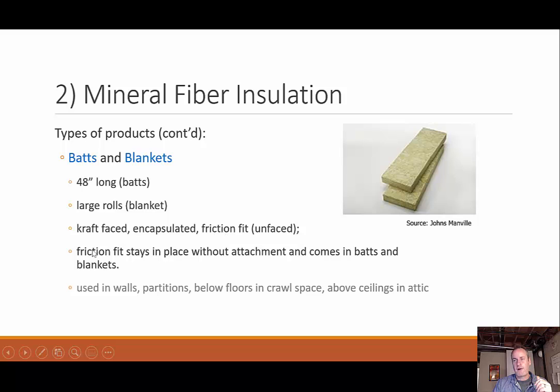Versus if it's craft faced and I have this paper, the paper's slightly longer and I can tack it to my 2x, locking it into place. So that's really the difference between a craft faced and a friction fit unfaced. And with these mineral fiber boards, you could have either one. Used in walls, partitions, below floors, in crawl space, above ceilings and attic.